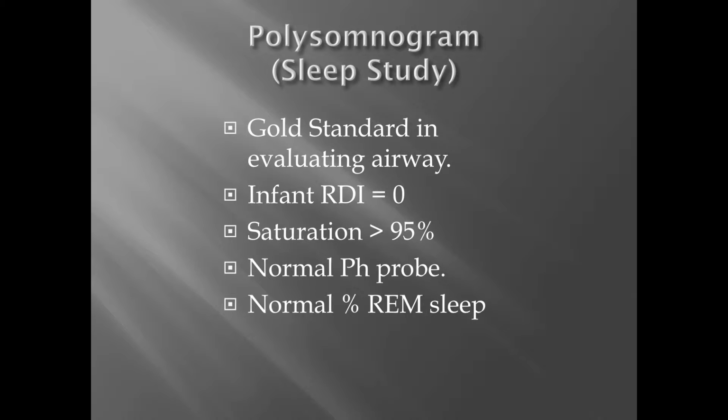We also look at the stages of sleep, and we like to see, especially in children, a normal percentage of REM sleep, which is around 25%. This is important because growth hormone is only made in REM sleep, and if children do not get enough REM sleep, they have less growth hormone, and they tend to be smaller children than normal.